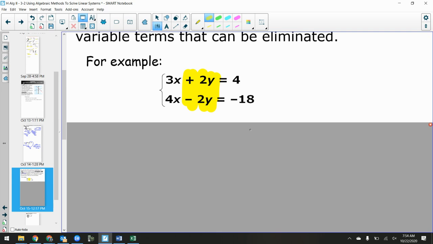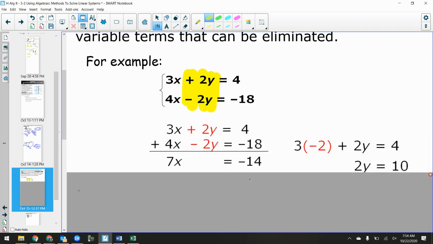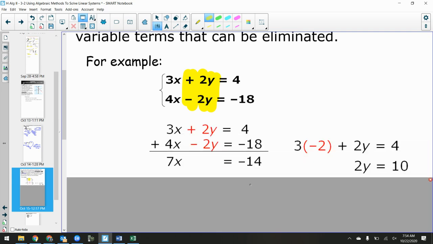So all I need to do is just add these two equations vertically. That's it. I just don't ignore the stuff on the right there. We add these two equations vertically. 3x plus 4x is 7x. The positive 2y and the negative 2y cancel each other out. They eliminate. Right? That's where it gets its name, elimination. They eliminate because they cancel each other out. 4 and a negative 18 gets us negative 14.